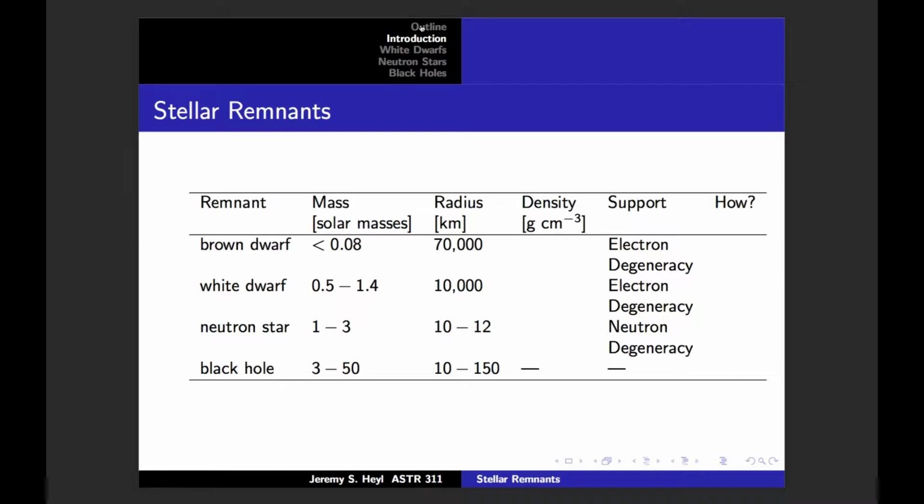So what that means is if you try to squeeze electrons into a smaller volume, their velocities will get larger. And that increase in velocity supplies a pressure to the gas, and we call that electron degeneracy pressure. Now, if the mass is a bit larger, somewhere between about half the mass of the sun and 1.4, we get something called a white dwarf. And the white dwarf, it's also held up by electron degeneracy. It's very similar to a brown dwarf.